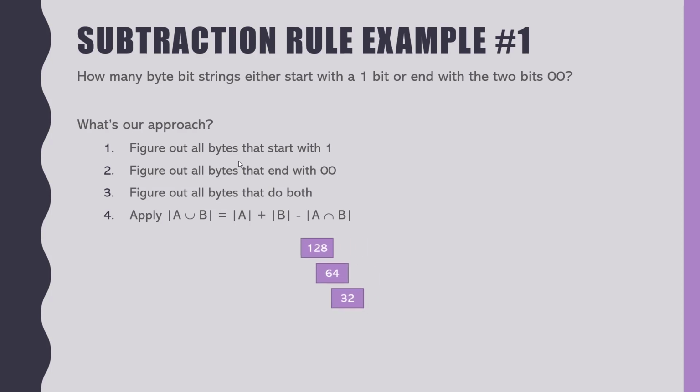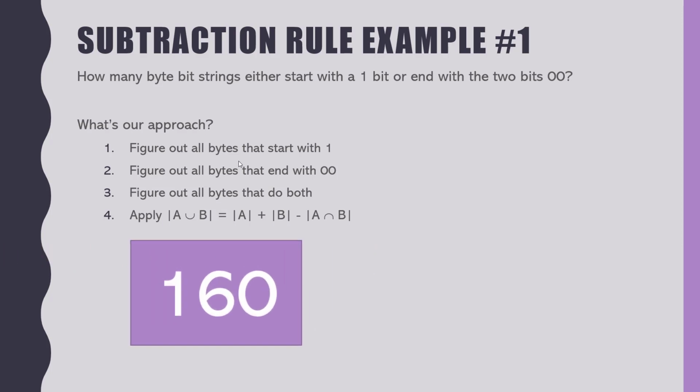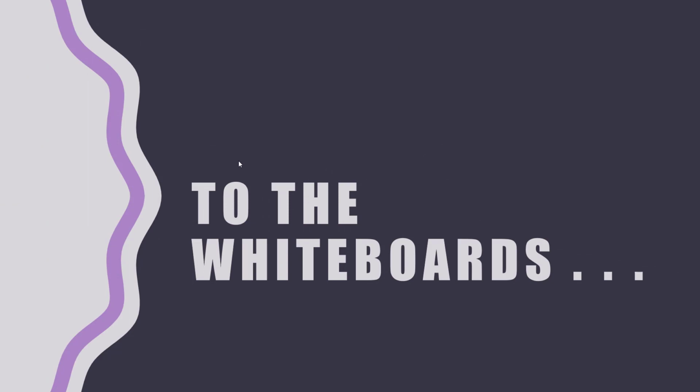Those are the numbers there, and then we're just going to do the math where we add those first 2 and subtract the last one, which gives us 160. So the answer to how many bit strings either start with a 1 or end with 2 zeros is 160. Make sense? To the whiteboards.